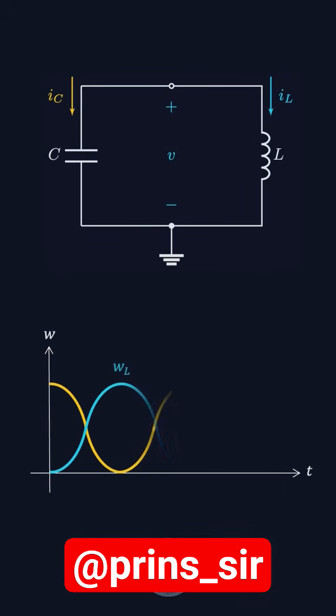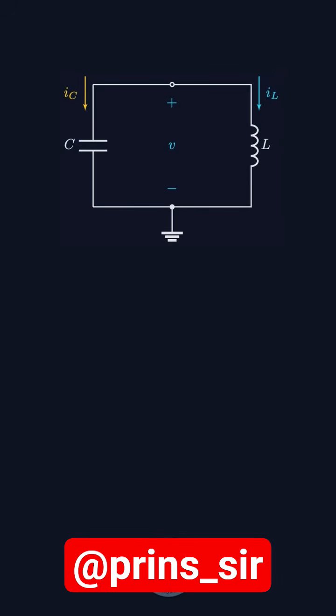What happens if we have a circuit with just a capacitor and an inductor? First of all, there's no source, so where's the energy coming from? Well, this is due to the energy stored in the capacitor and inductor. So we have two initial conditions: the initial voltage across the capacitor and the initial current in the inductor.